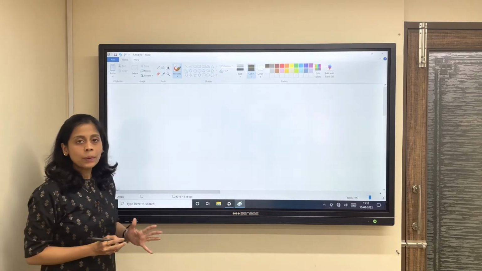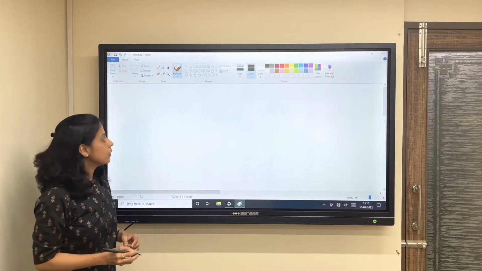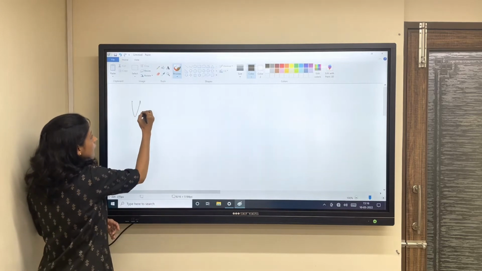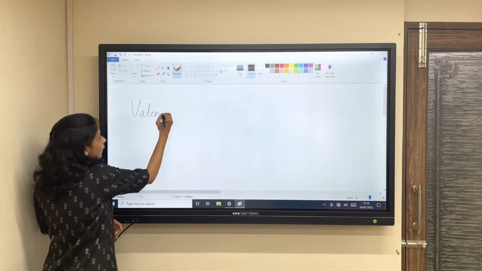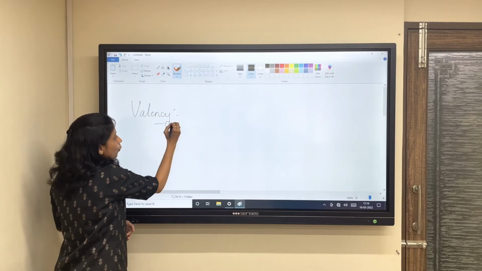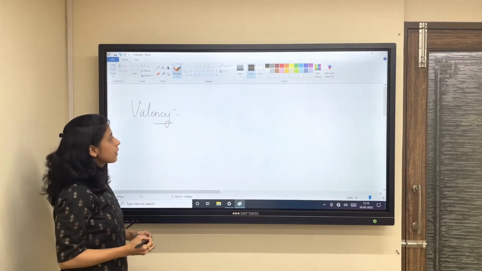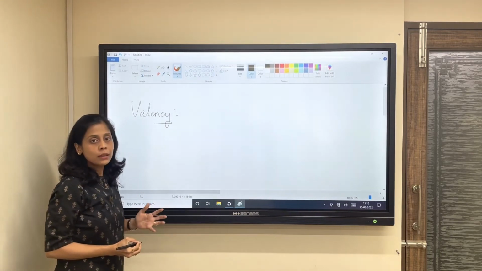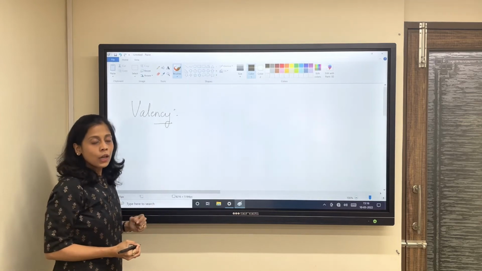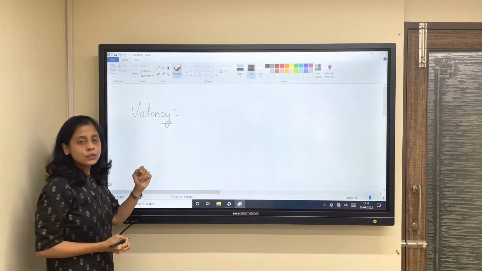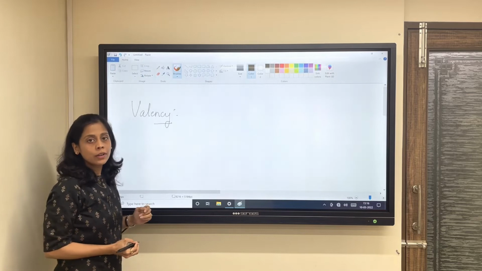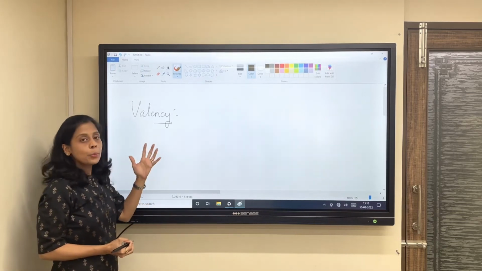So today the topic that I am going to talk to you about is how to determine the valency of an element. Now, valency of an element is considered to be one of the fundamental concepts in chemistry. What I have realized is students do not understand how to determine the valency. They tend to learn it by heart.